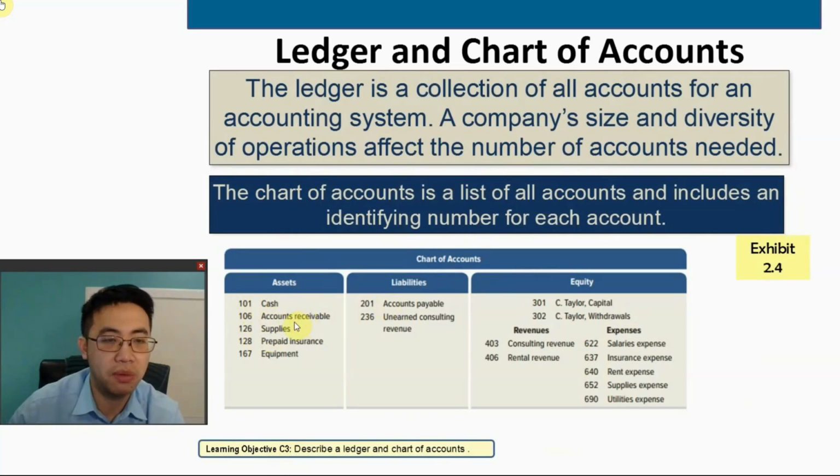You also have accounts receivable and supplies. Their numbers all start with 1. For liabilities, the numbers start with 2. For equity, the numbers start with 3. For revenues, the numbers start with 4. And for expenses, the numbers start with 6. You can spend some time to observe what is under the revenue and what is under the expenses.